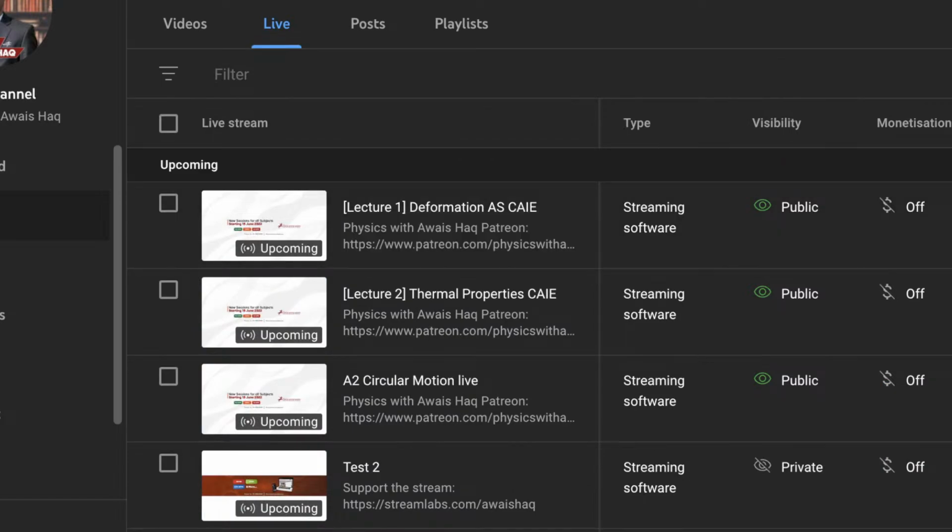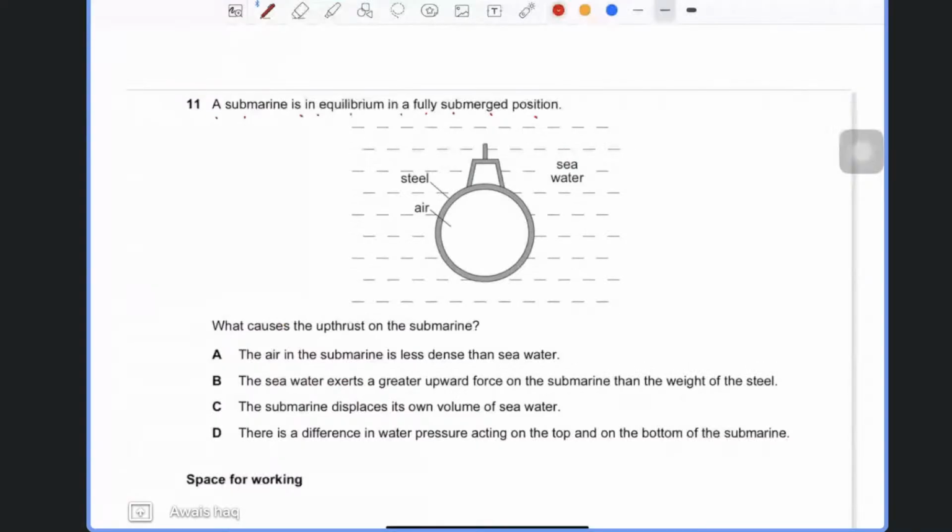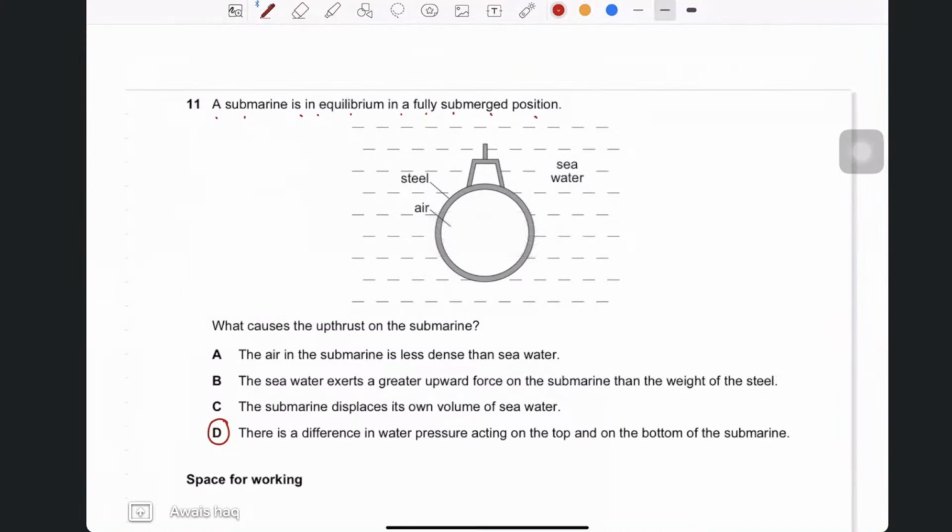See, there is a difference in water pressure. There is a difference in water pressure between the bottom and top. That is exactly the definition. Is it clear, everyone? I was confused between drag and upthrust. Okay.